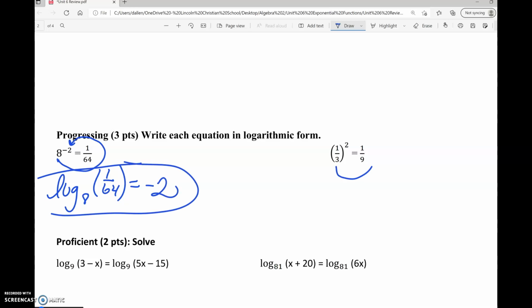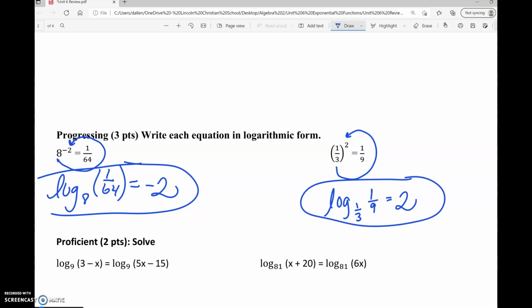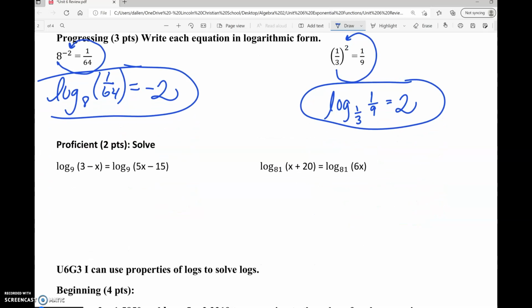So here's my base of 1/3. So I do log base 1/3. Make that smaller of 1/9. That should be regular size equals 2. Picky, I know, but it's a totally different equation if I write it like a power. And then solving logs, if I have a log on both sides like these two, then they just cancel out.